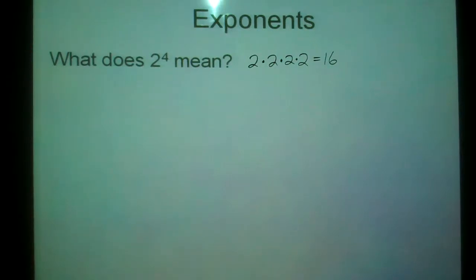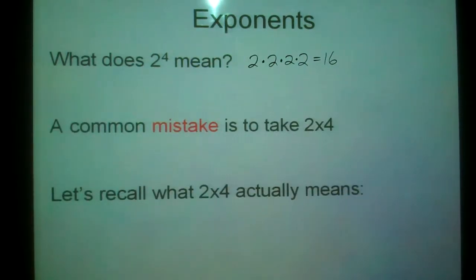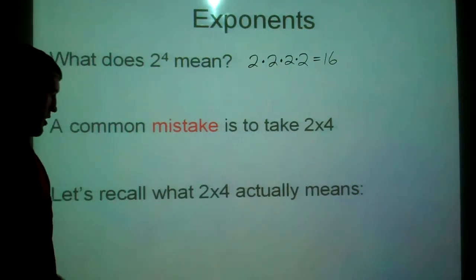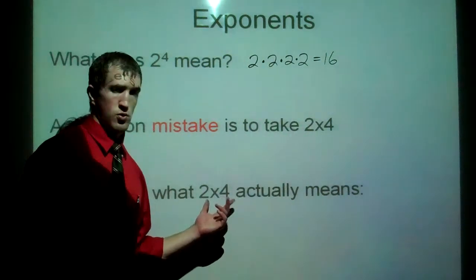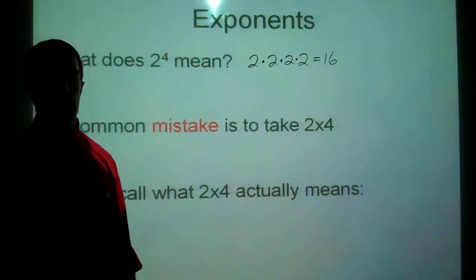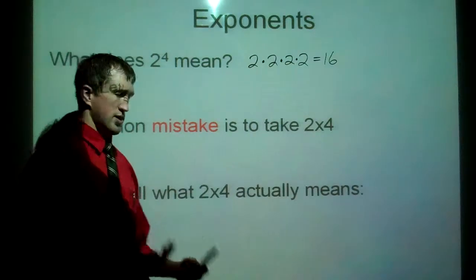Now, the thing about this is we have a common mistake. The common mistake is to take 2 times 4. But that's not what we do. Remember that it means 2 times 2 times 2 times 2. And what we really want to do now is show, okay, what does 2 times 4 actually mean? We know that it equals 8, but what does it mean?